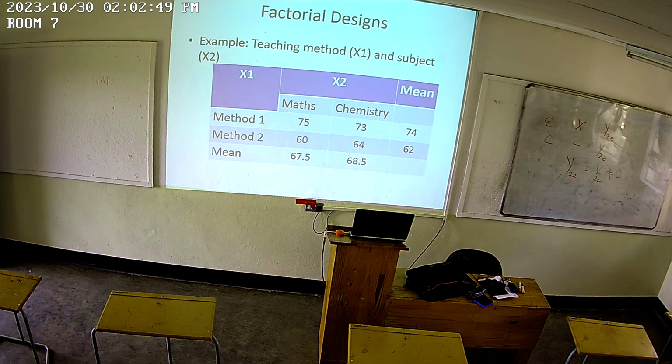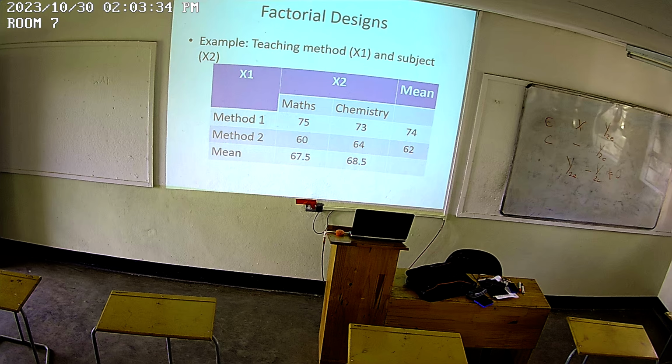You find that teaching method 1 is very effective in general in both mathematics and chemistry. Look at the mean on the right hand side, so the overall effect is true. It means that the new teaching technique is really very powerful. But despite that, it is more powerful in mathematics and less powerful in chemistry. Right?